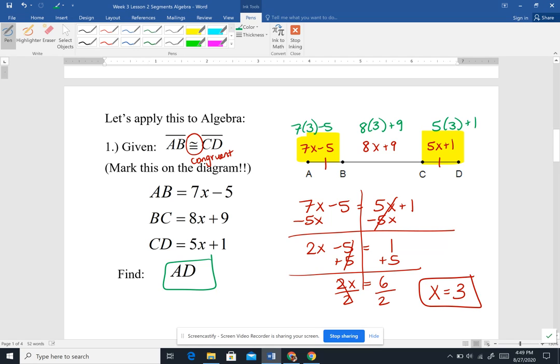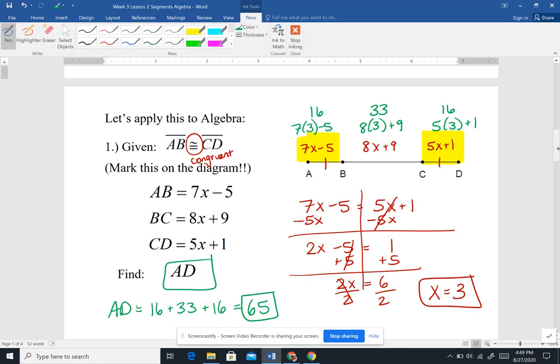So 7 times 3 is 21. 21 minus 5 is 16. 8 times 3 is 24. 24 plus 9 is 33. And then 5 times 3 is 15, plus 1 is 16. Phew, we wanted AB and CD to have equal lengths because they're congruent to each other. And then AD is how long the whole thing is all together. You might notice that I didn't put a segment bar on there. It's because when you're dealing with length, you actually don't use a segment bar. So AD is all three of those segments put together, which I believe gives a total of 65.